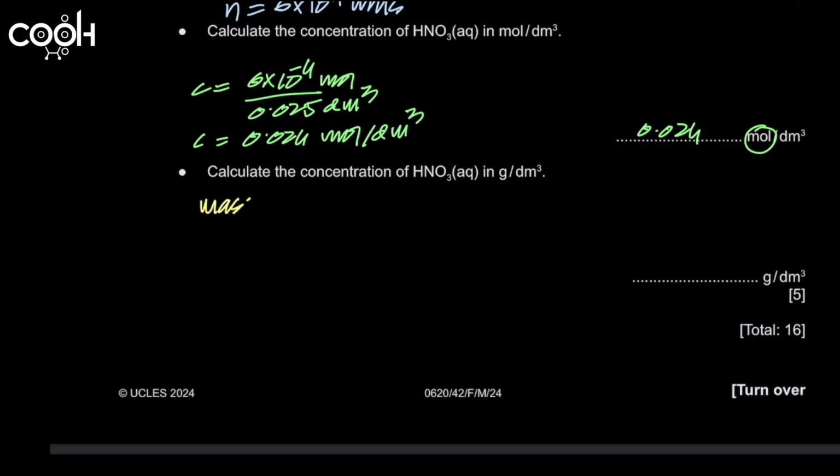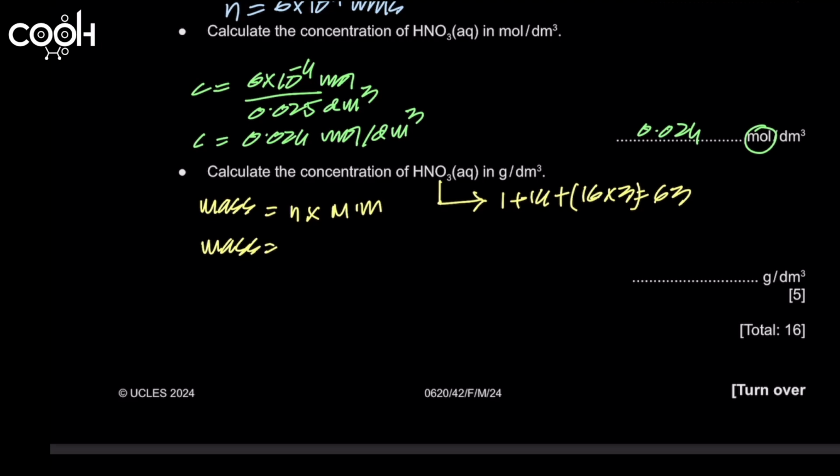You use the formula mass equals moles times molar mass, or moles times MR, right? So what's the MR of HNO3? What's the molar mass? H is 1, nitrogen is 14, oxygen is 16, and you have 3 O's, so times it by 3, that gives me 63. So mass we have to find, moles we already have, which is 0.024, and times it by 63. So we get 1.512, and this is gram per decimeter cube.